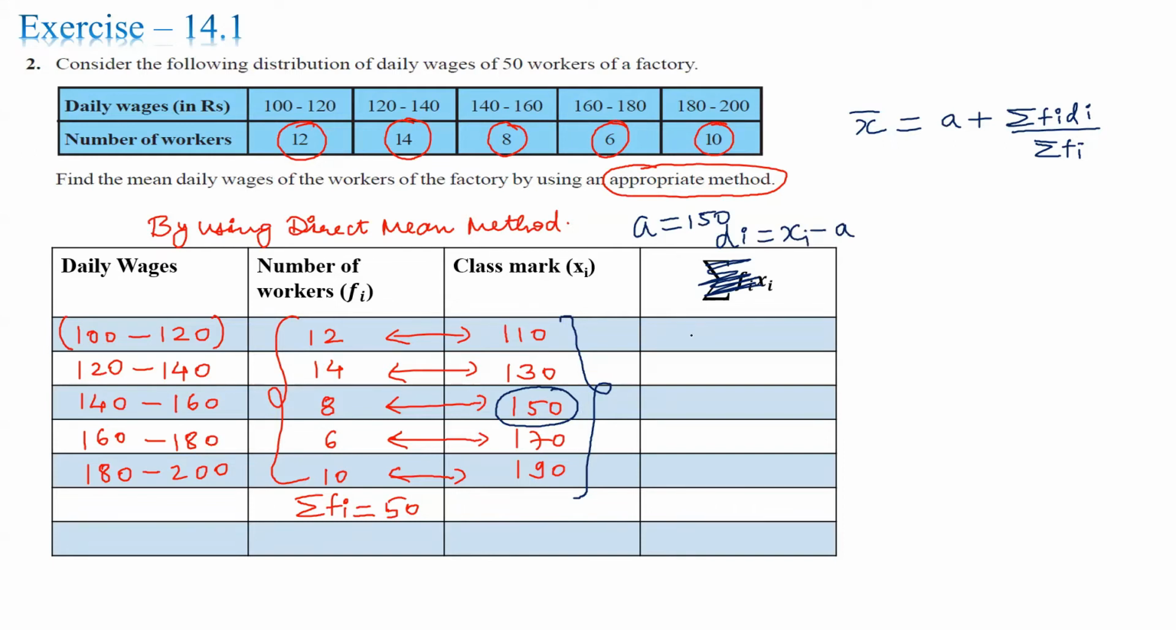Okay, in this column. So now 110 minus 150, how much does it come? It comes minus 40. Next, 130 minus 150 gives minus 20. 150 minus 150, here the deviation will come 0, because only in this range we have assumed our mean. The middle value of the class mark, I have taken as the mean. Next, 170 minus 150 gives me 20, and 190 minus 150 gives me 40.